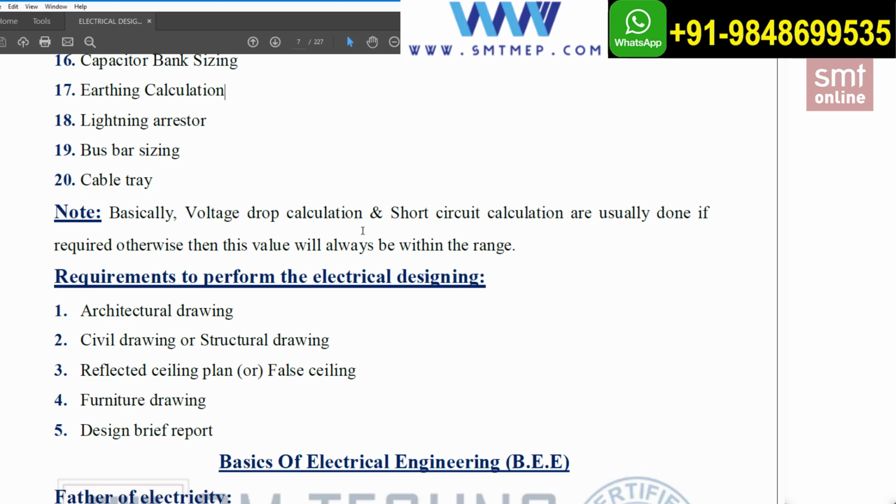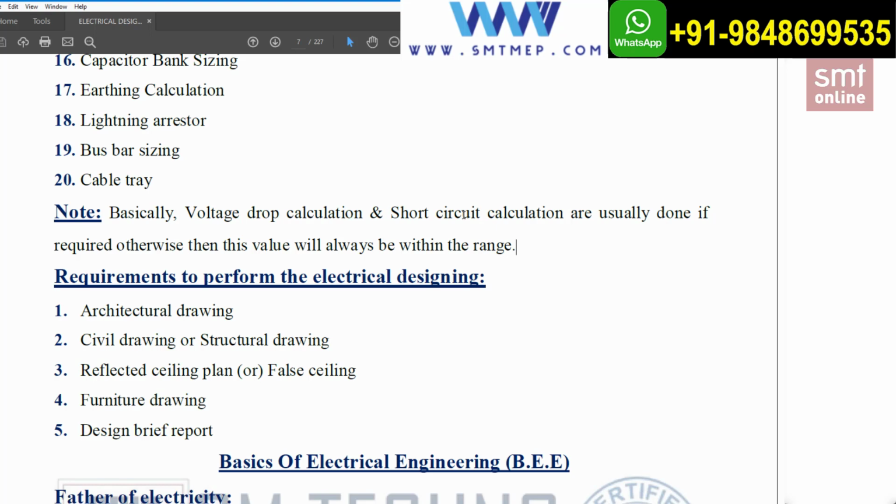Remember that the voltage drop calculation and short circuit calculation, these two are very lengthy calculations in the syllabus. They are usually done only if required. Otherwise, these values will always be within the range. If you are working according to the standards, 99.9% these two values will be in the range.